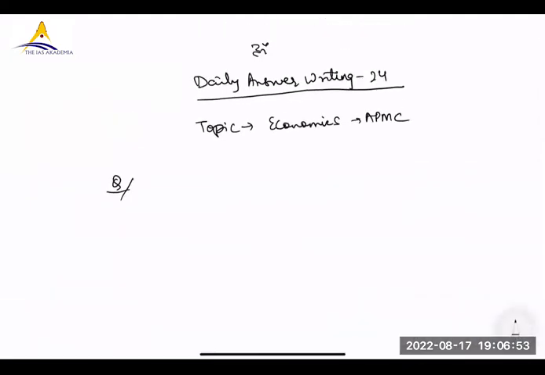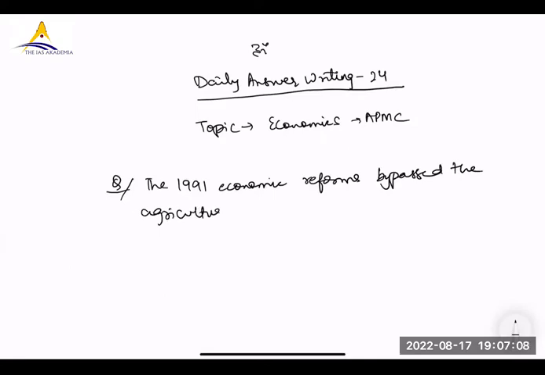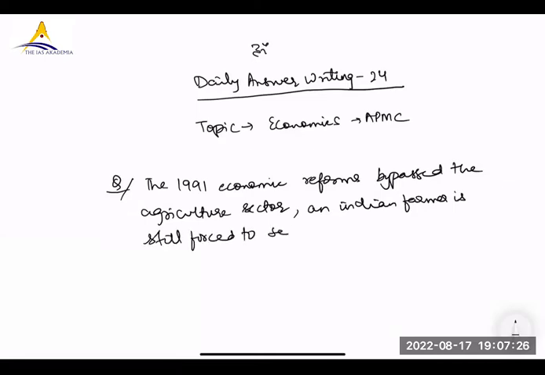The 1991 economic reforms bypassed the agricultural sector. The 1991 economic reforms bypassed the agriculture sector. An Indian farmer is still forced to sell his first produce to a notified mandi.